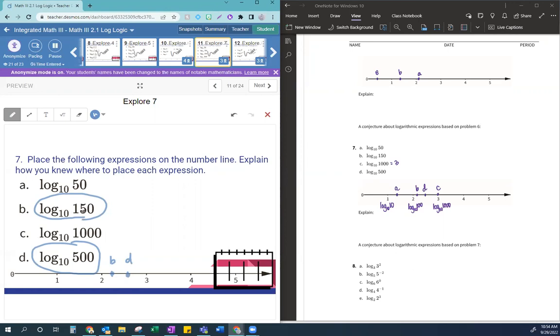Hey, really quick, why is B less than D? In the chat, why is B less than D? Yeah, exactly. 500 is bigger than 150. Therefore, log base 10 of 150 is less than log base 10 of 500. Very good. Very strong work.